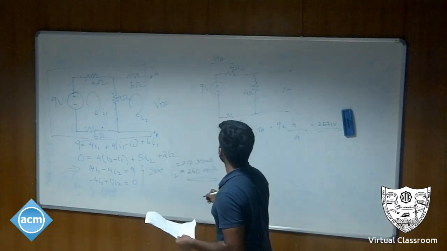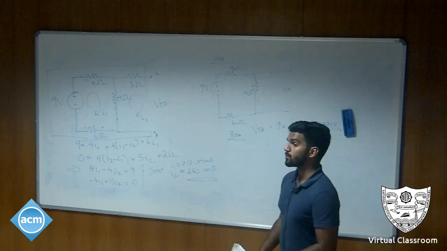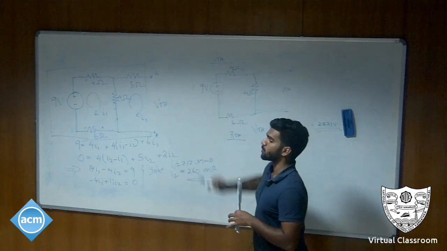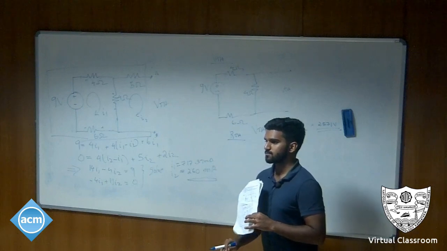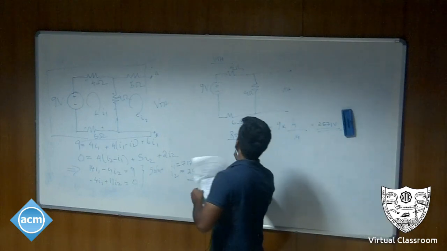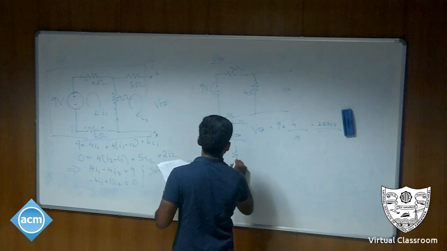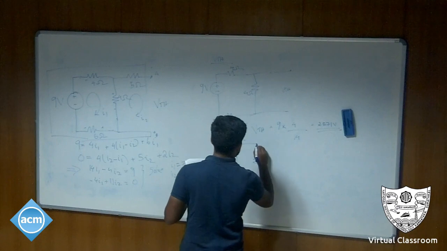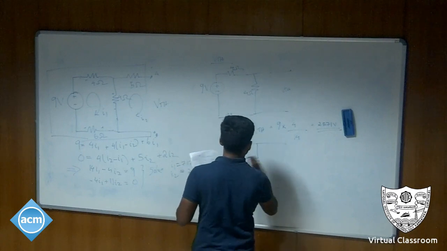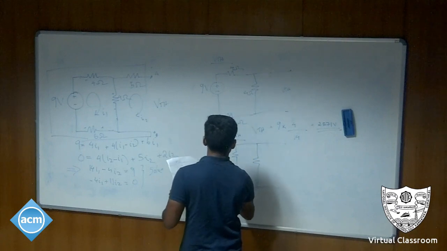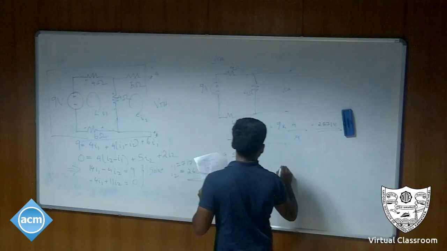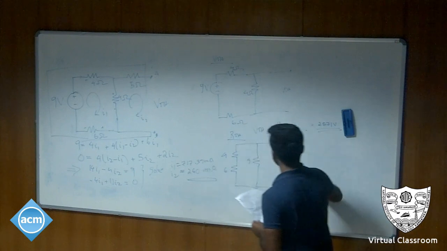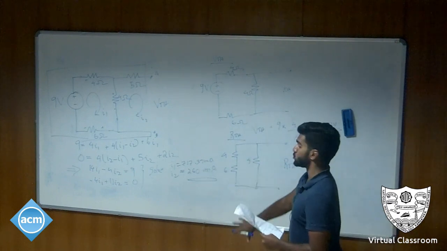So how you find R_TH is you zero out all the independent sources. If you zero out this source, what do you get? Here you basically get 4. So you have to look at the resistance as seen from these two points.